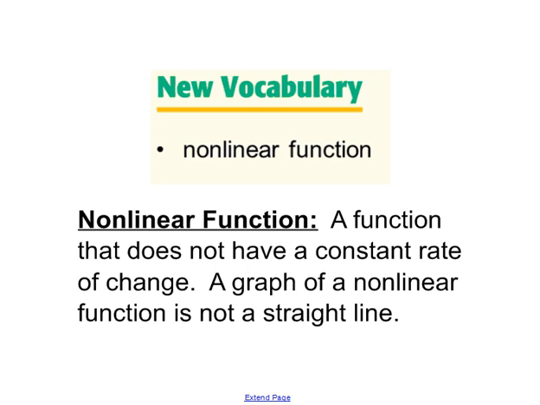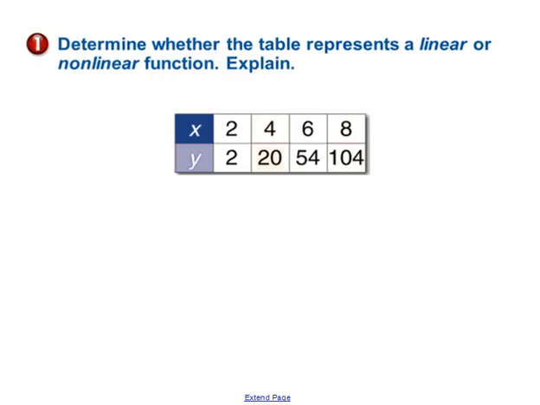A nonlinear function is a function that does not have a constant rate of change. A graph of a nonlinear function is not a straight line. A linear function is one that does have a constant rate of change and is a straight line when it's graphed. So let's look at the first problem here. Determine whether the table represents a linear or nonlinear function.